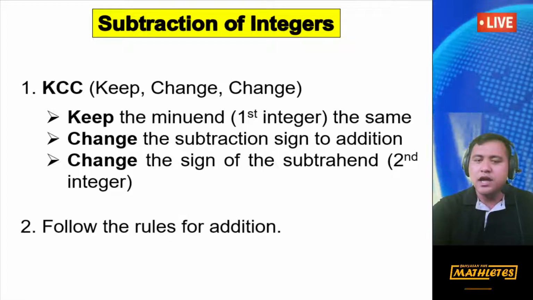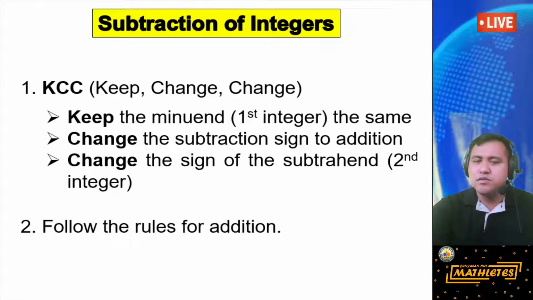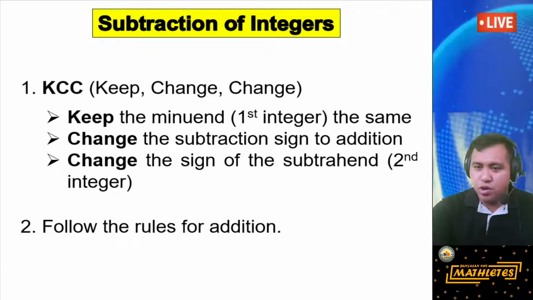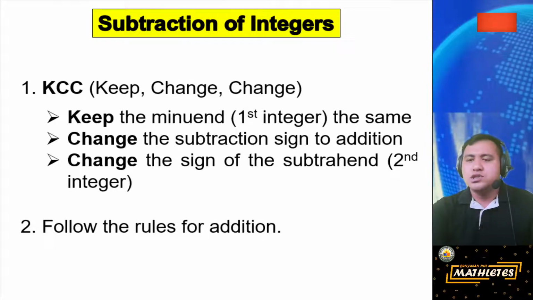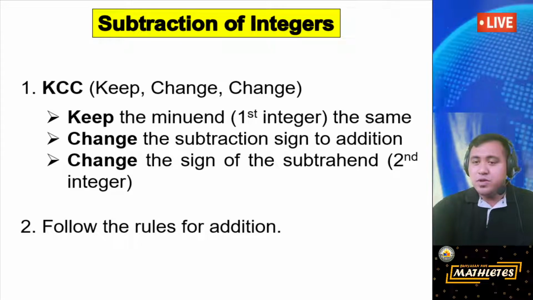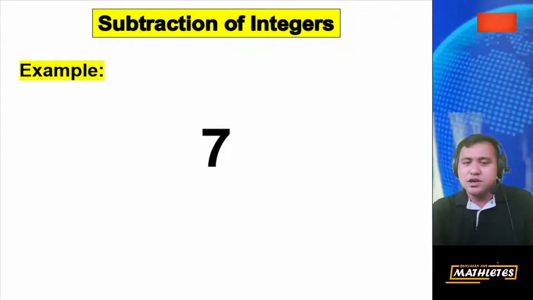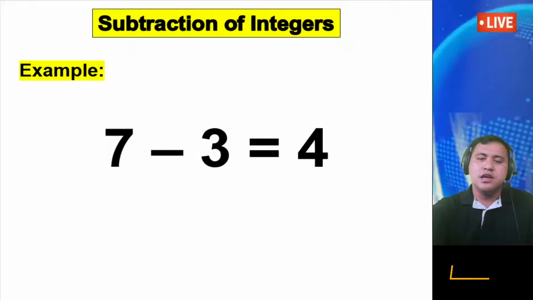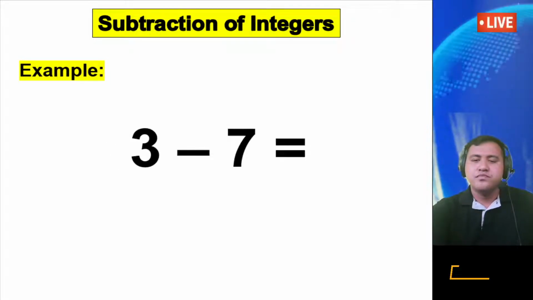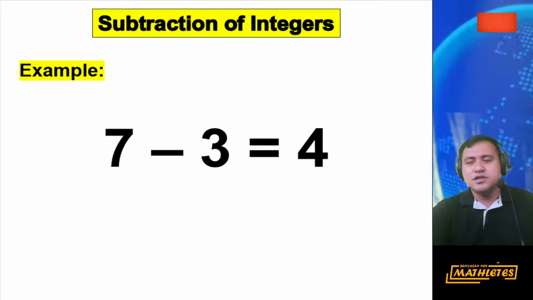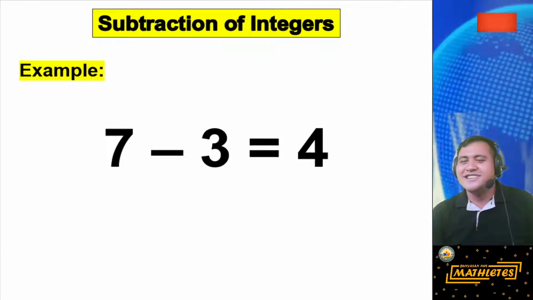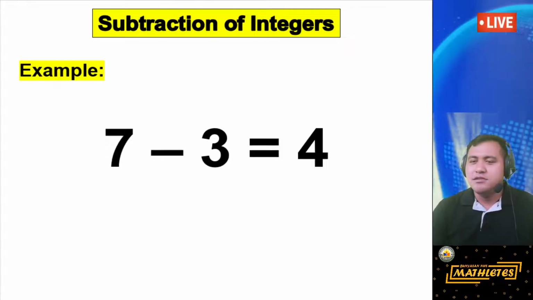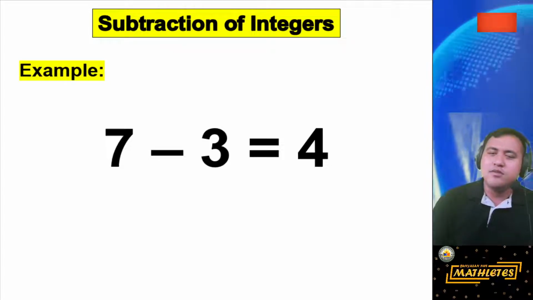Then, the second rule is follow the rules for addition. We already discussed what the rules for addition are, so we use them when adding integers. Okay, for example, 7 minus 3 equals 4. In your elementary, that is 7 minus 3 equals 4.